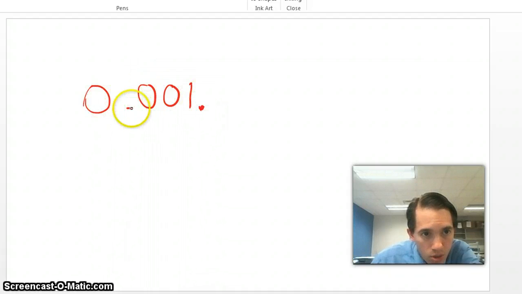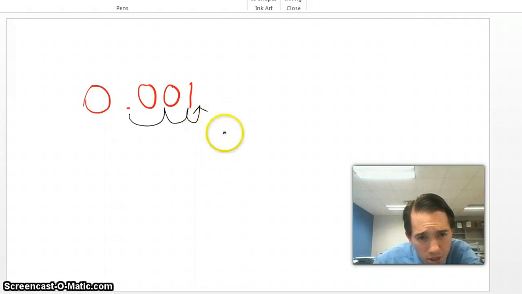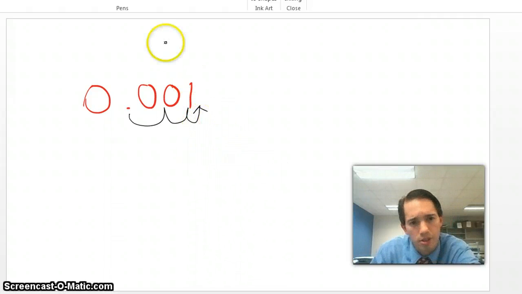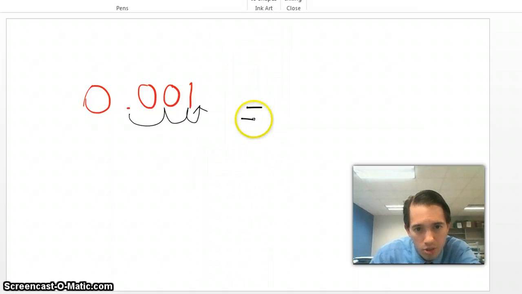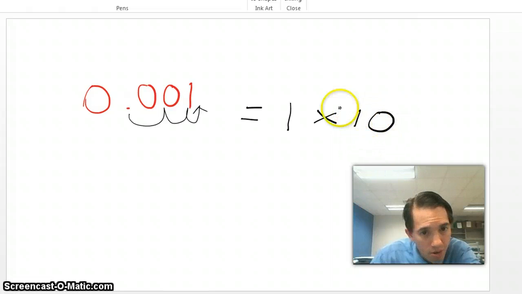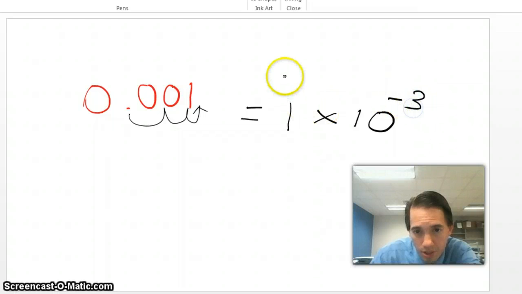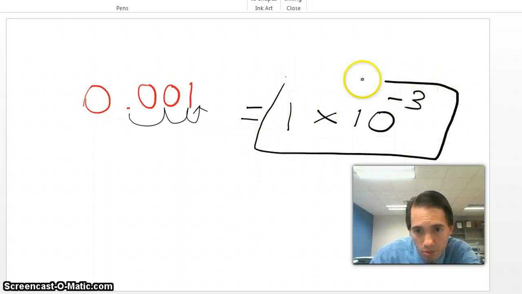The way that we're going to do that is we're going to move it 1, 2, 3 times to the right, which gives us the number 1. So that's going to equal the number 1 times 10 to what power? We moved it 3 times to the right, so that's going to be -3. So there's our final answer for this one here.